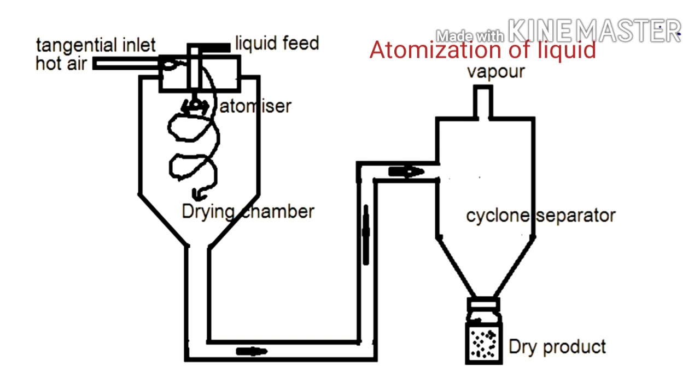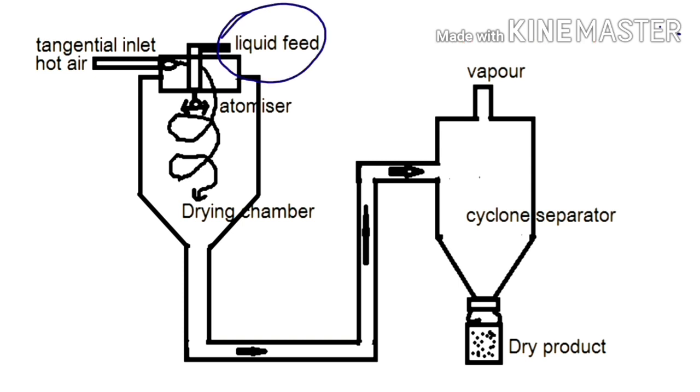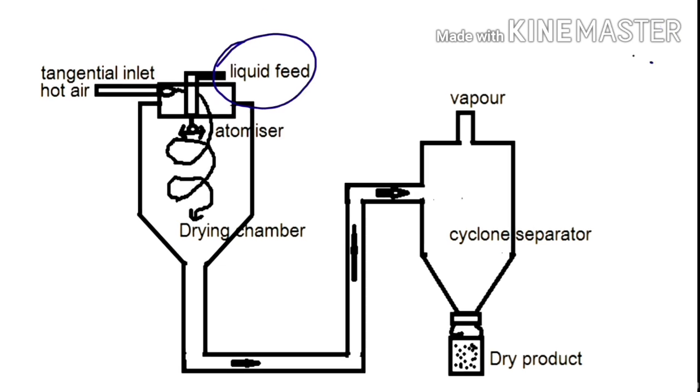Here you can see the liquid feed inlet. Through this liquid feed inlet, feed is introduced into the atomizer. With the help of atomizer, liquid feed is converted into fine droplets. And these droplets are thrown radially into a moving stream of hot gas. Here you can see the tangential hot air inlet. Through this tangential inlet, hot air is introduced into the drying chamber and it follows a helical path.